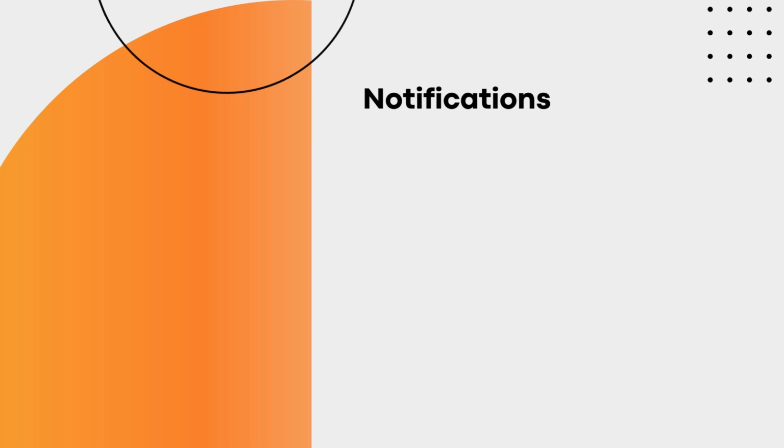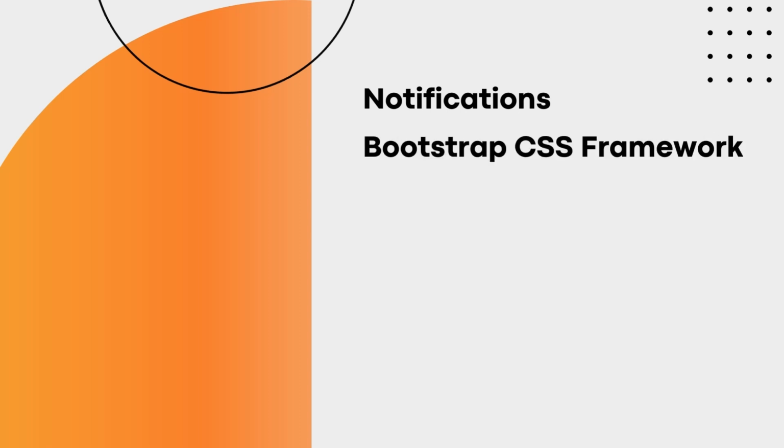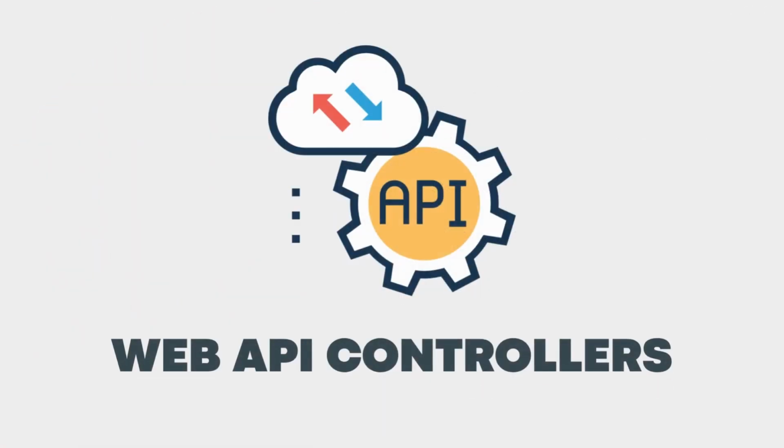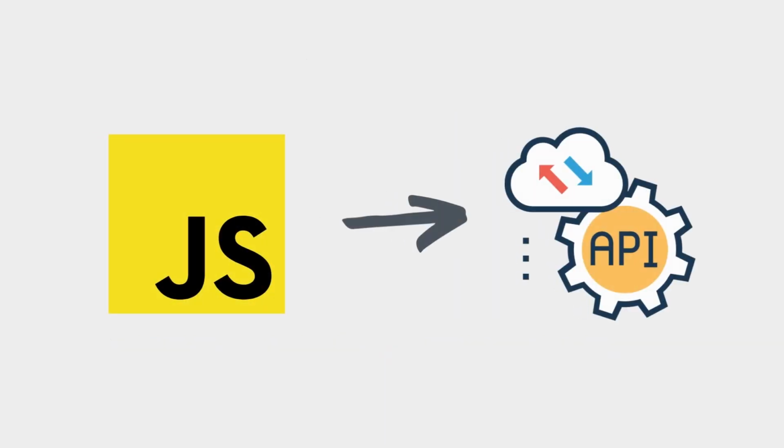We will also show success and failure or error notifications on our web pages. We will be using the most popular CSS framework, that is Bootstrap, to speed up the web development process along with maintaining a consistent, clean and responsive look for our website. We will also create a web API controller in our MVC application and we will invoke these APIs using JavaScript. We will learn and implement asynchronous programming throughout the code.